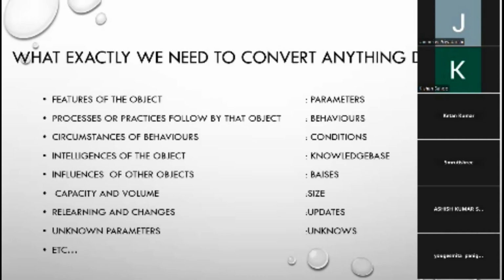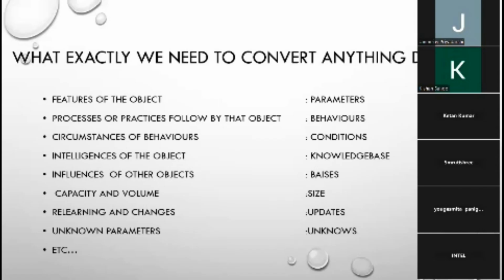Capacity and volume. Capacity and volume is basically, if I take the calendar example, it should have the capacity to store at least 1 year. If it has more volume, it can store for 10 years, 100 years, 1,000 years. Depending on the memory, depending on the availability of resources, we can enhance the capacity and volume. But the minimum capacity and volume we cannot change. So the minimum size should be there, and we can enhance it based on different requirements. Relearning and changes.